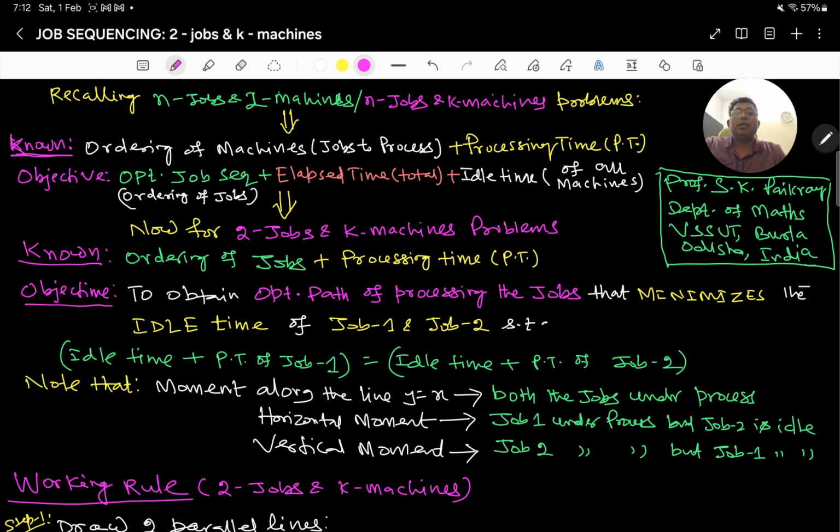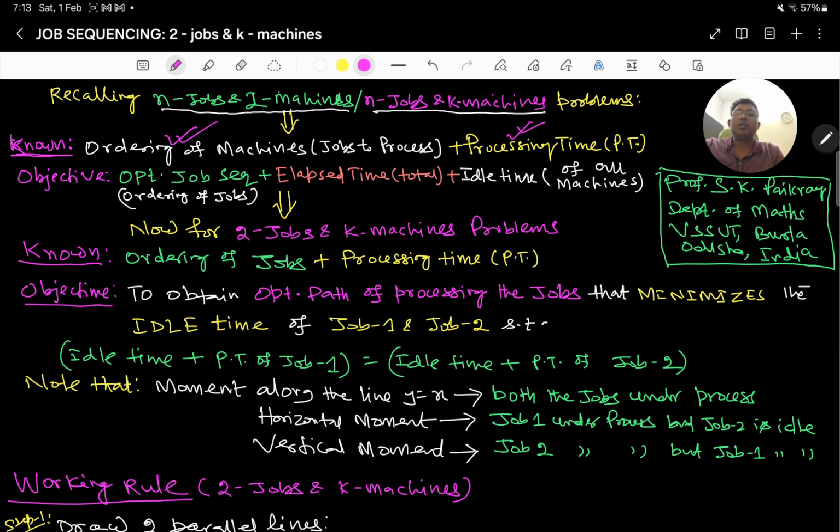Hello everyone. In this lecture I shall discuss the job sequencing problems for two jobs and K machines. If we recall our earlier lecture, we discussed the job sequencing problem for n jobs and two machines, or in general for n jobs and K machines. In both cases, the ordering of the machines is known, in which order of the machines the jobs are to be processed, and the processing times are known.